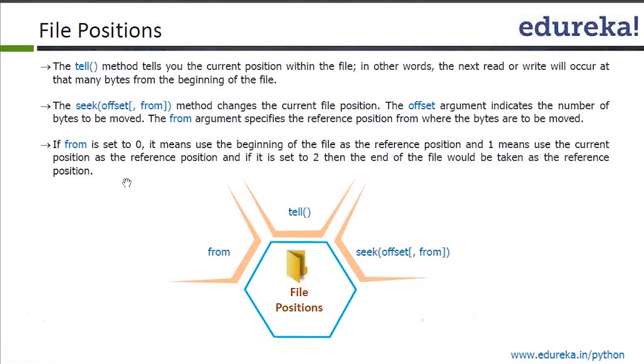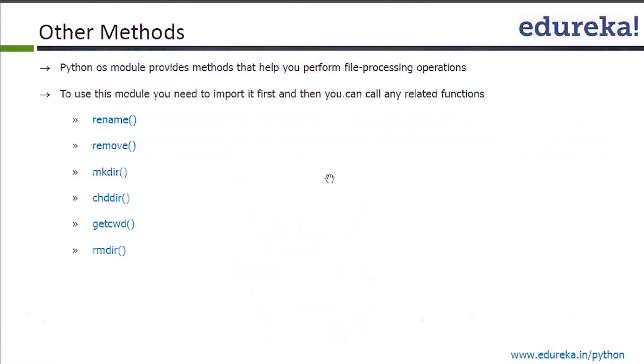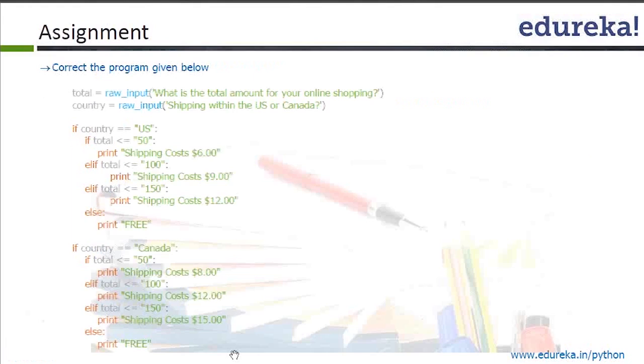Okay. So there is seek and tell method, and then there are other methods like rename, remove, make directory, change directory, get current working directory, remove directory, etc. So these are other common methods of a file.